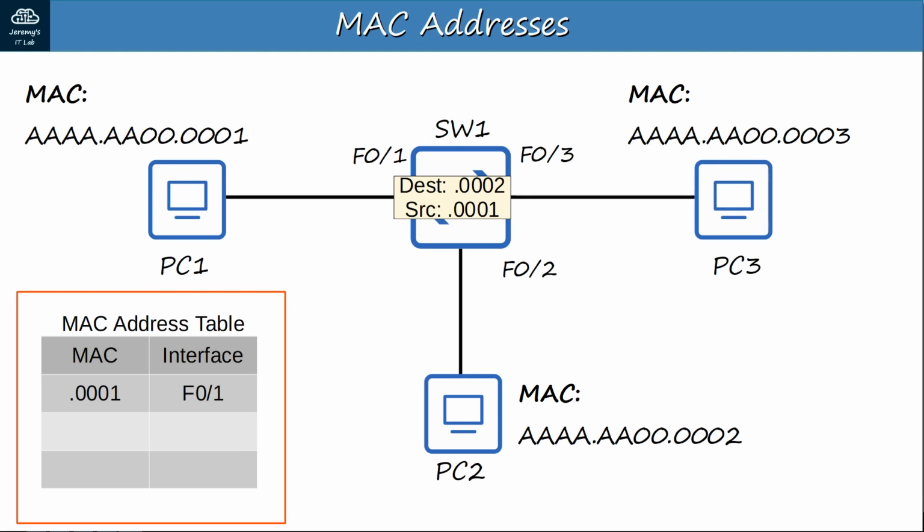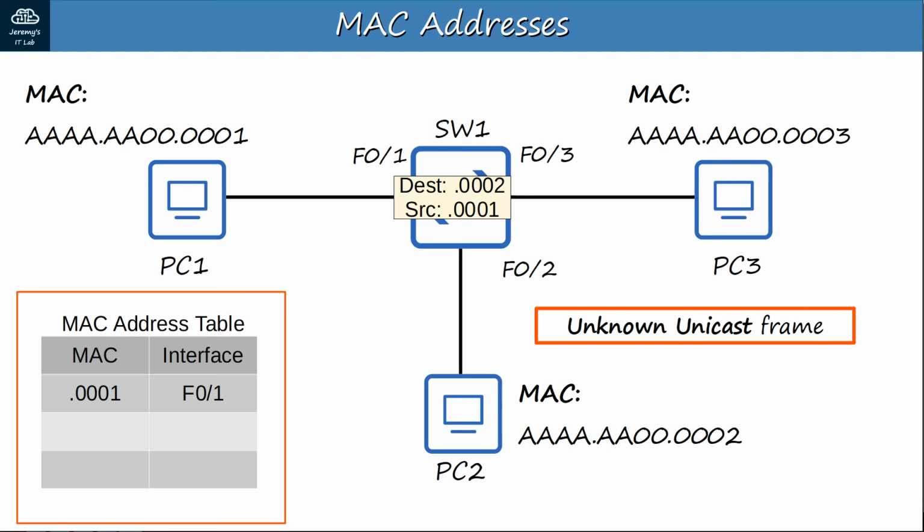The destination of the frame is AAAA.AA00.0002, but switch 1 doesn't know where that is. This, by the way, is called an unknown unicast frame, a frame for which the switch doesn't have an entry in its MAC address table. Because the switch doesn't know how to reach the destination, it has only one option. That is to flood the frame. Flood means to forward the frame out of all of its interfaces, except the one it received the packet on.